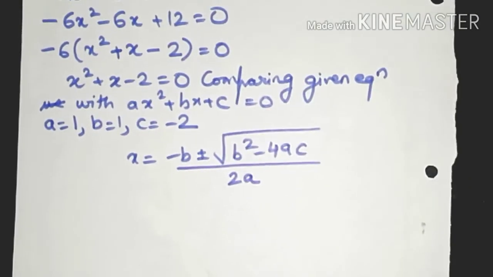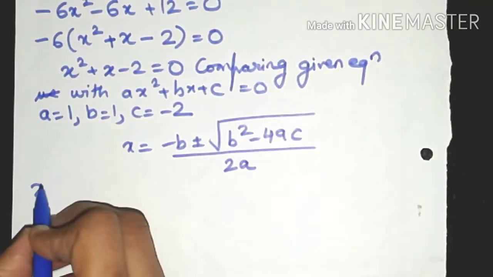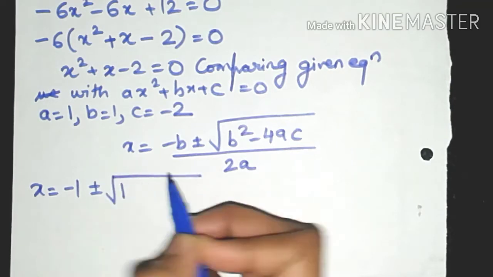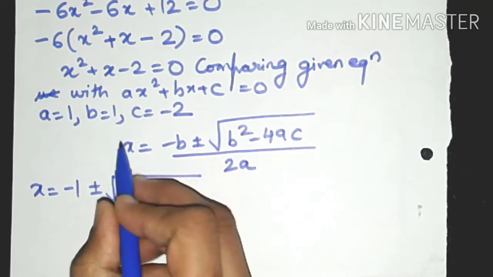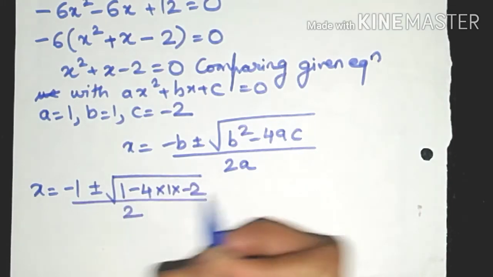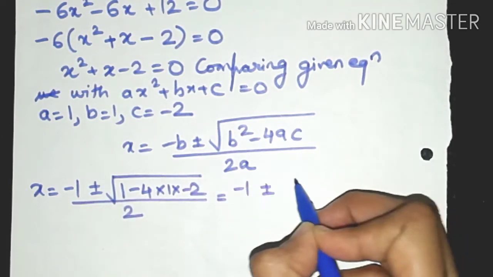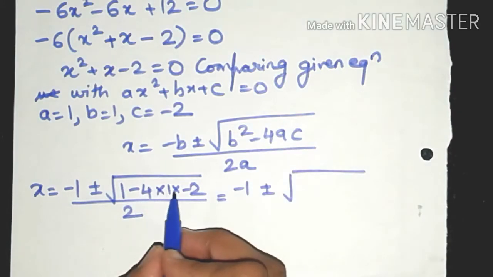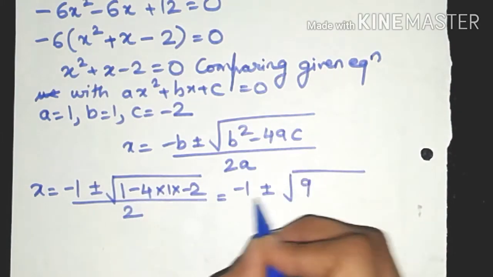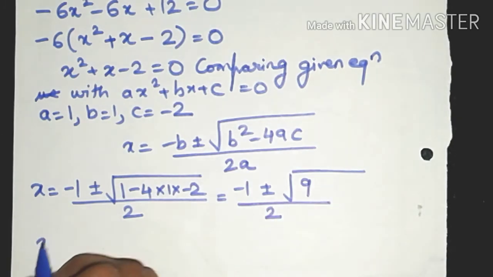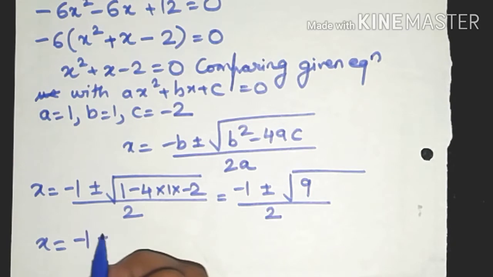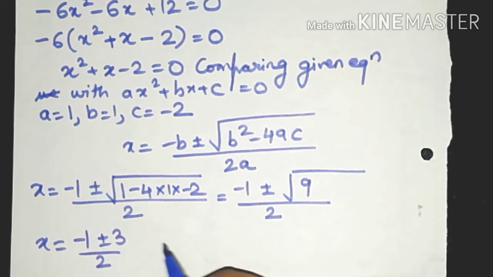So let us substitute minus 1. B square is 1. 4 into 1 into minus 2 upon 2. So this is nothing but minus 4 into minus 2. It is plus 8. 1 plus 8 is 9 upon 2. So friends, what is root of 9? 3. So minus 1 plus or minus 3 divided by 2.